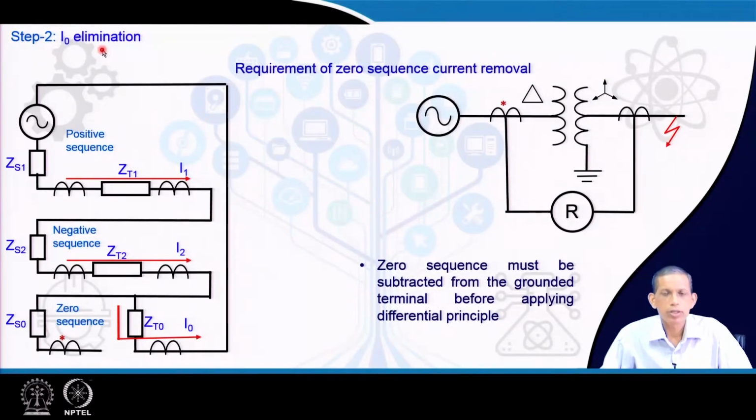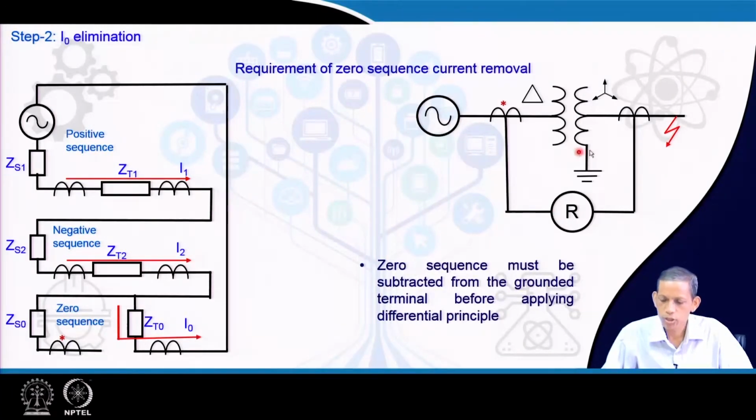Second step is I0 elimination, or zero sequence elimination. Let us first consider why we require this. Now, this is, let us say, a simple system, a transformer fed from an AC source, a 3-phase transformer of course. This side is, let us say, delta, and this side is star, star grounded. So, we have CT this side and CT this side, and then this is our differential relay which does the calculation for operating current and restraining current and makes a decision.